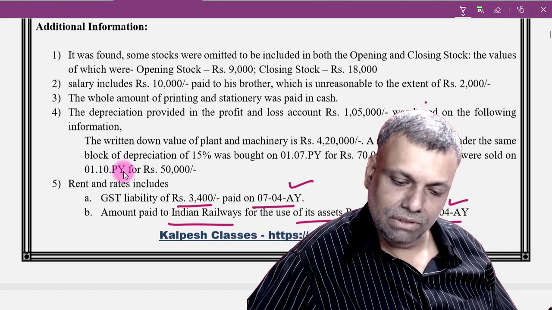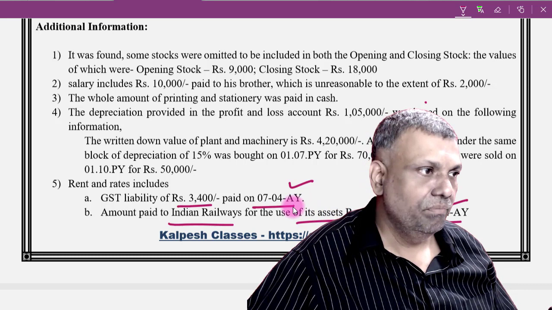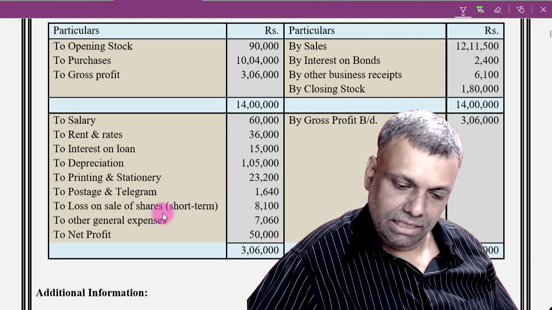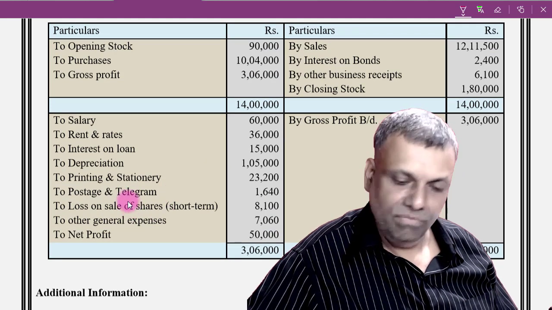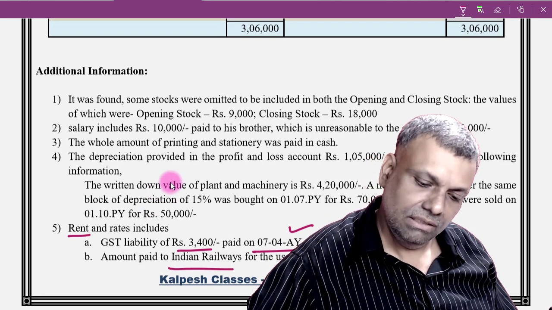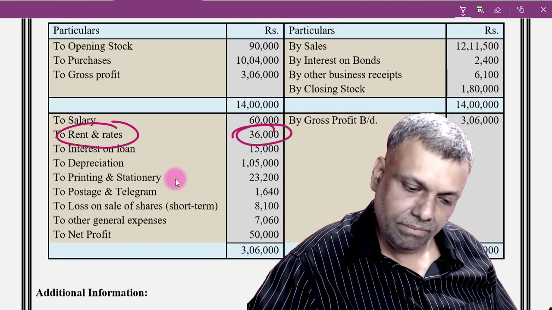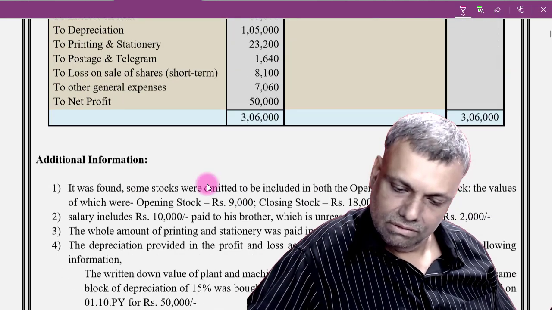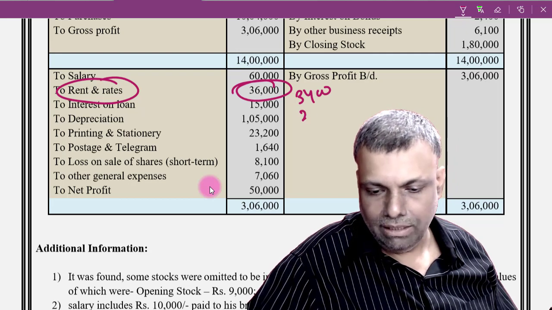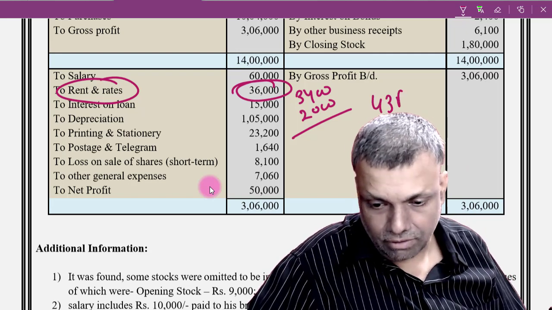Okay, fair enough. The amount paid to the Indian Railways is again 2,000 rupees, again on 10th of April. Again, is any of these particular items given to me here? Let me read it again. Rent and rates includes. So rents and rates. This figure already includes 3,400. It is already included, and it is 2,000. Okay. Now, friends, let me introduce the provision of Section 43B.